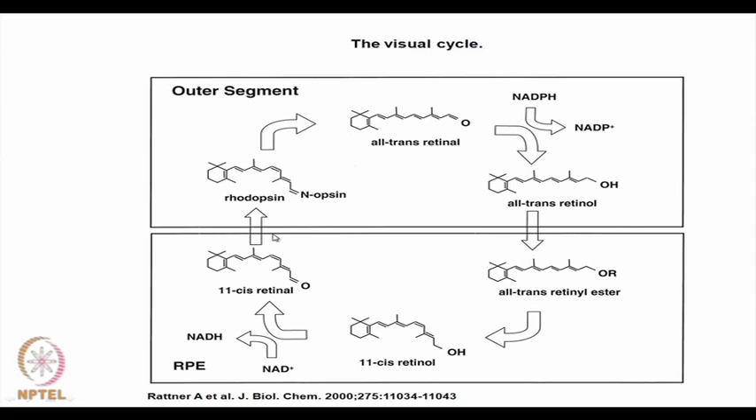So, what is happening is that 11 cis retinal, then rhodopsin, then it goes to all trans retinal, then involvement of NADPH to NADP plus, it gives rise to all trans retinol, then all trans retinol ester, then 11 cis retinol. So, it is the visual cycle, and that is taken from this reference. It is a complicated event involving many things.